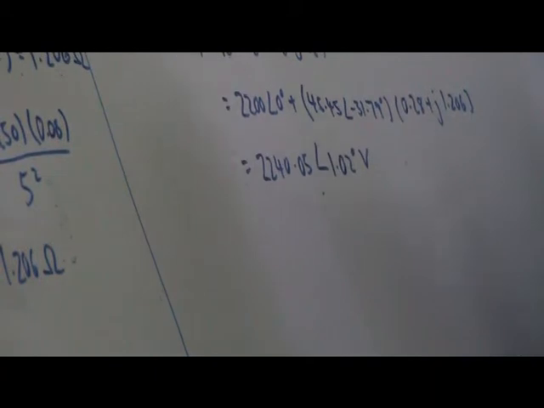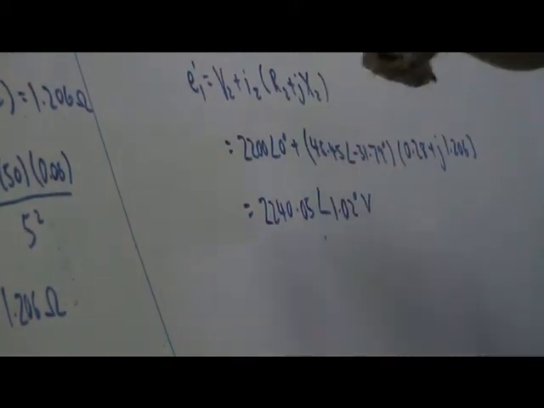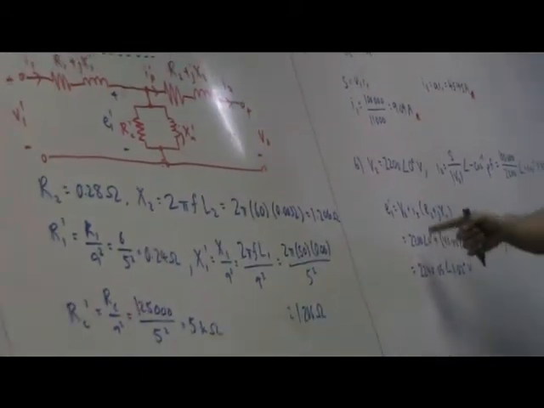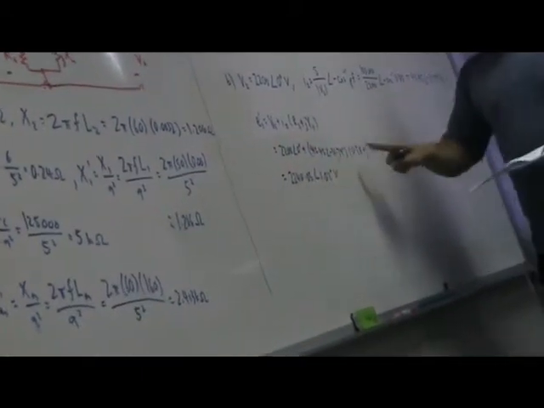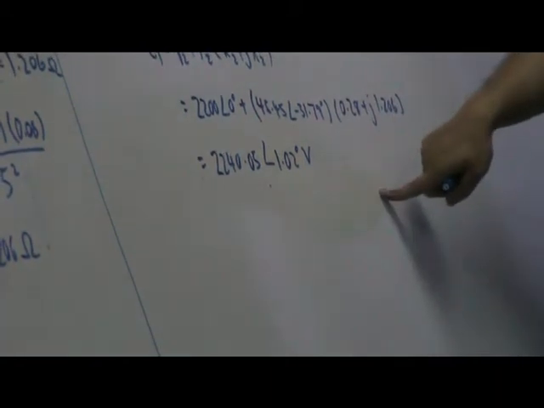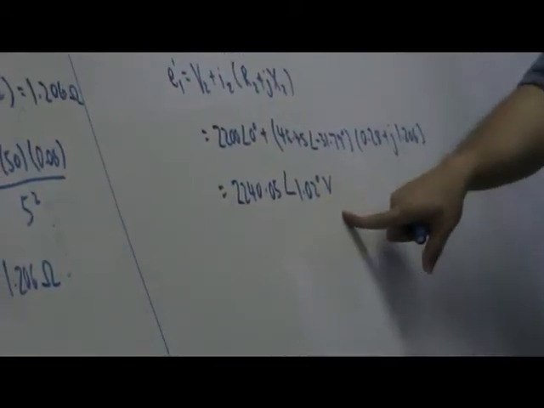So E1 prime is V2, by KVL, V2 plus I2 times this impedance drop. You just put in the values together with the angles. The angles must all go in, and there's a J. Without the angles, you get the wrong answer. So the angles must all be there, and then you should get this value.